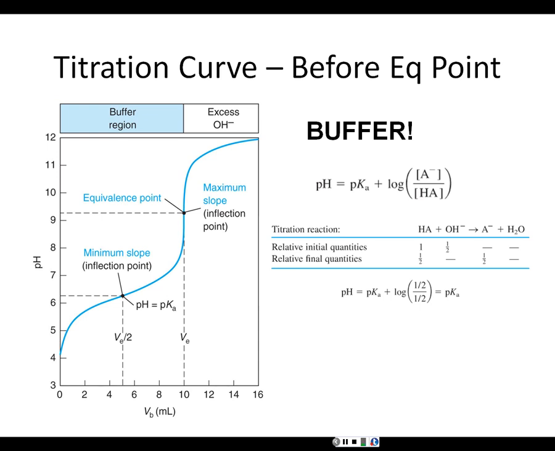So when I plug that into the Henderson-Hasselbalch equation, I've got the log of 1/2 over 1/2, or the log of 1, and that goes to 0. So at that point, where I'm exactly half of my equivalence volume, my pH equals my pKa. And I can see that as another inflection point on the slope of my titration curve.